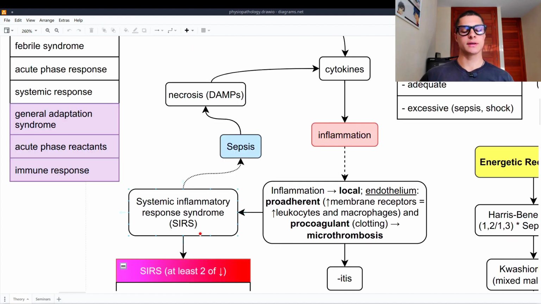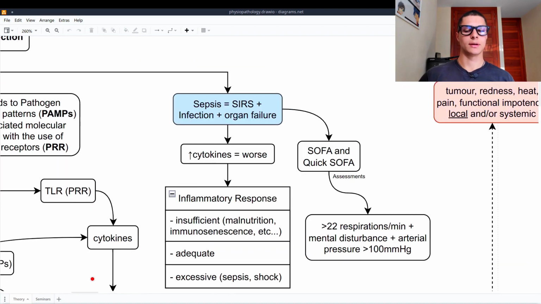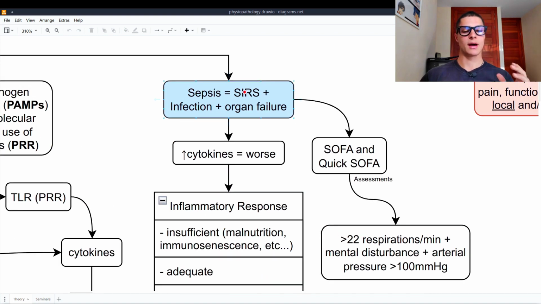So in case you have the SIRS and you have an infection, you can develop sepsis. And the sepsis will create a necrosis in our own cells, releasing the DAMPs. The DAMPs will trigger more cytokines, which will create more inflammation, and the cycle can repeat. Now let's take a look at sepsis in detail. So sepsis is the SIRS, so Systemic Inflammatory Response Syndrome, plus an infection, plus an organ failure. Indeed, this will trigger high quantities of cytokines, and this will make the situation even worse.